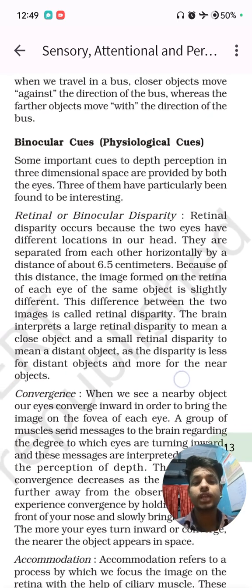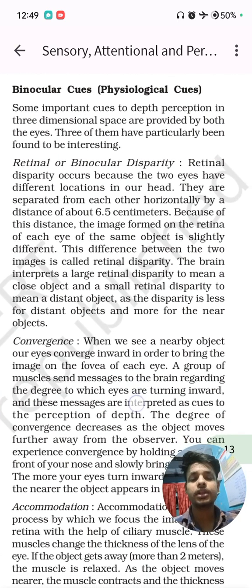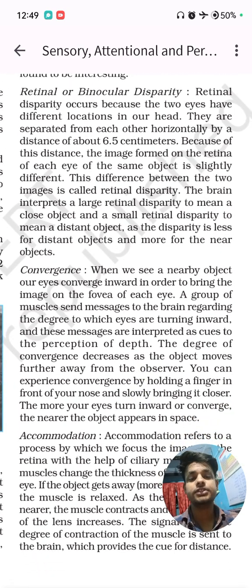Binocular cues, psychological cues: some important cues to depth perception in three-dimensional space are provided by both the eyes. Three of them have particularly been found to be interesting. Retinal or binocular disparity.